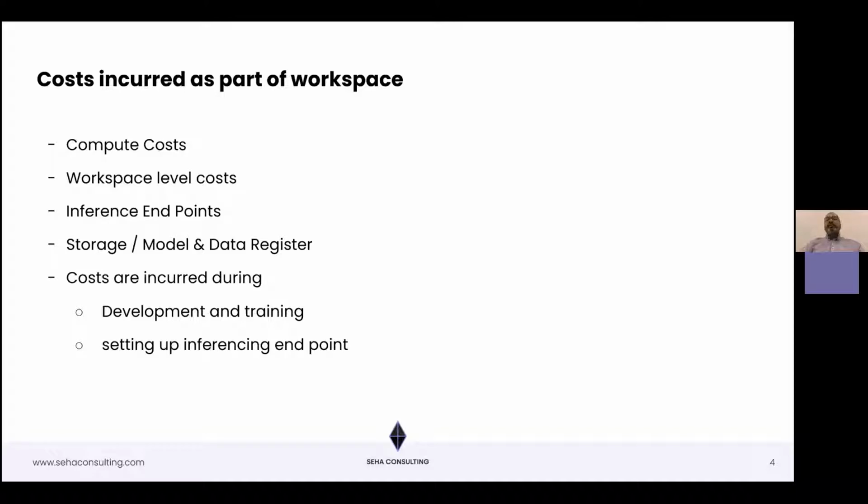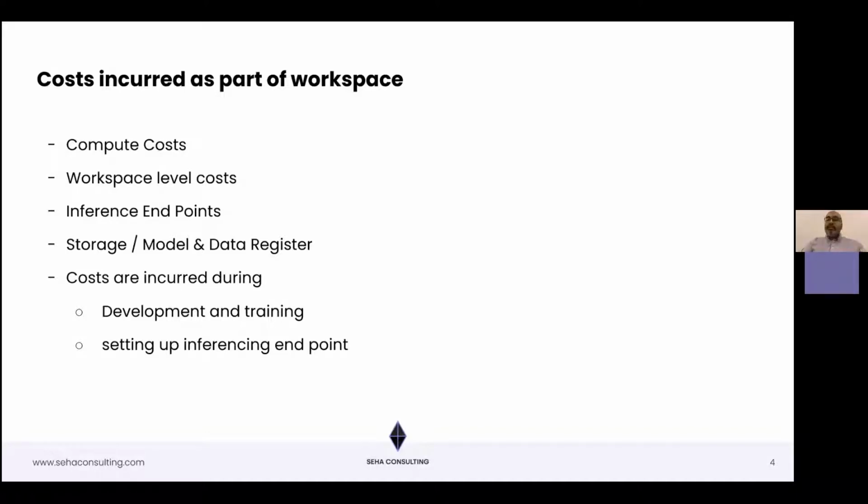Then there's workspace level costs. Technically, compute costs are part of workspace level costs, but I broke them out because there's so much there. The other workspace level costs are things like Application Insights. For example, when you're trying to monitor your models, how many requests is it getting? What's the failure rate? What are the response times? Things like that you're going to be charged for as you use them. So when you're looking at your Azure bill within Azure Machine Learning, you'll see these different elements.